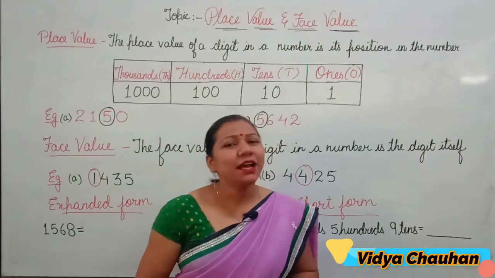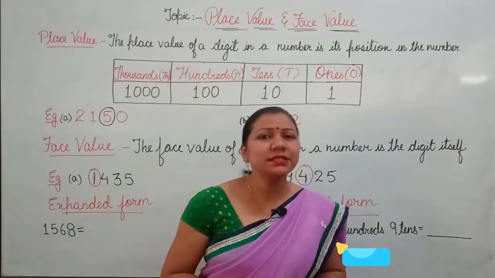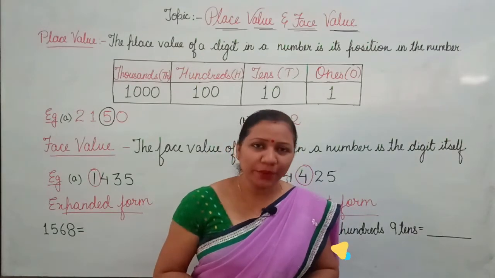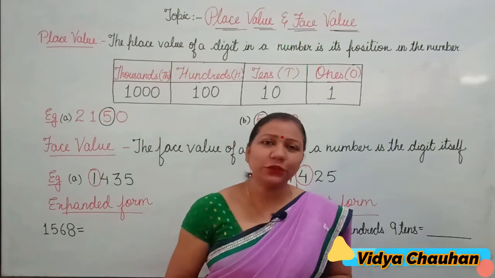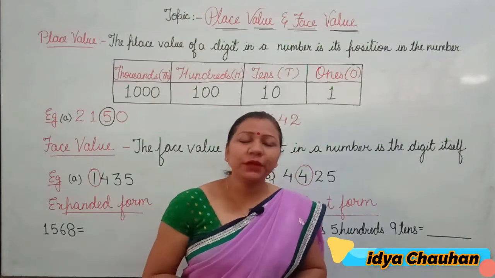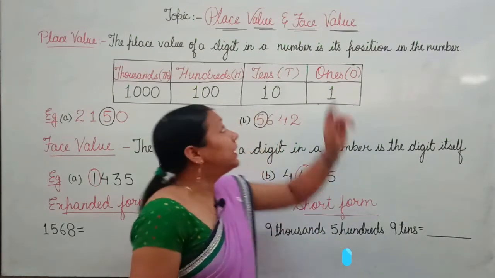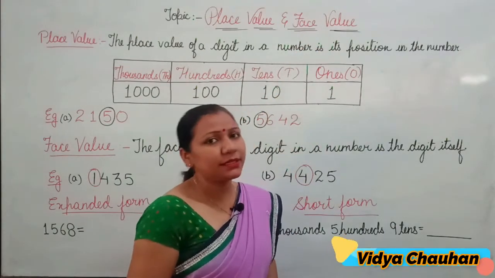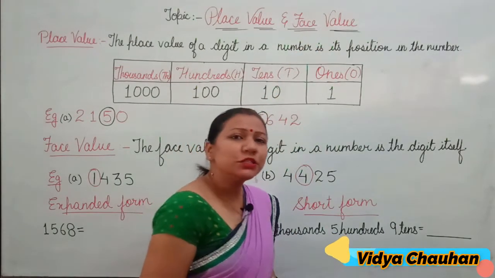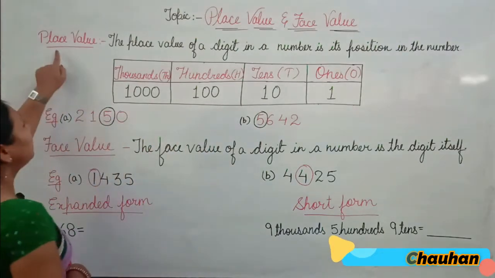Now students, after discussing the numbers on abacus, their number names and the skip countings, today we are going to continue with the next topic. The topic which we are going to discuss today is place value and face value of any digit in a given number. So students, as you can see, I have written place value.